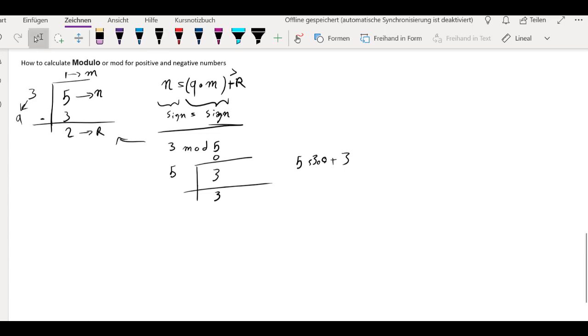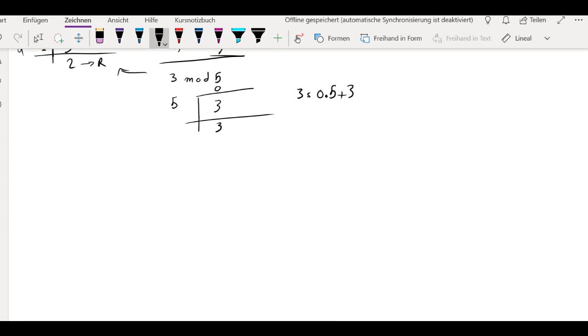I'm sorry, 3 is equal to 0 times 5 plus 3. Let's try another one. 8 mod 3.